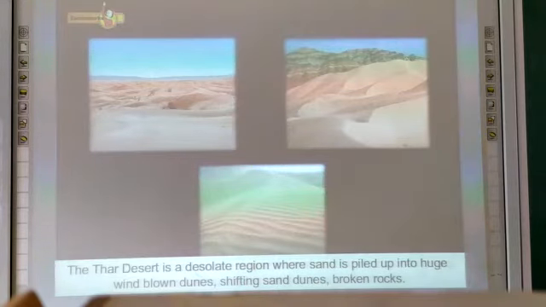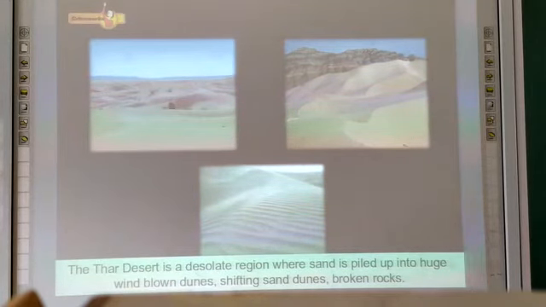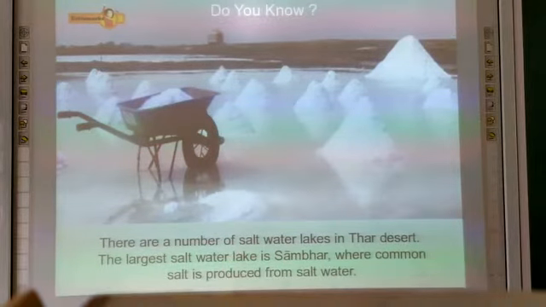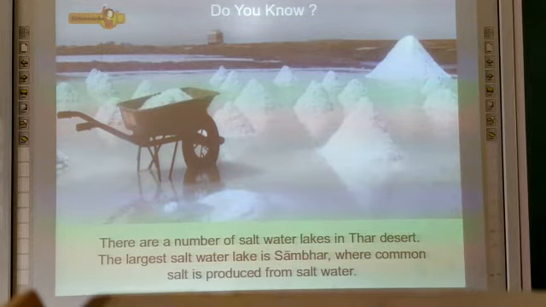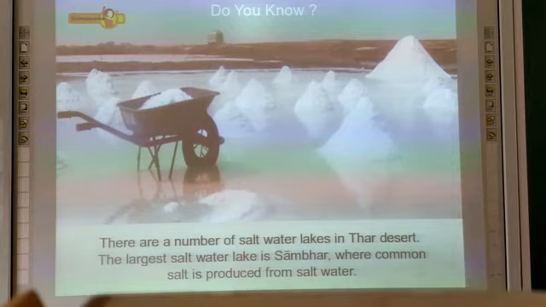The Thar Desert is a desolate region where sand is piled up into huge wind-blown dunes, shifting sand dunes, broken rocks. Do you know, there are a number of saltwater lakes in Thar Desert. The largest saltwater lake is Sambhar, where common salt is produced from salt water.